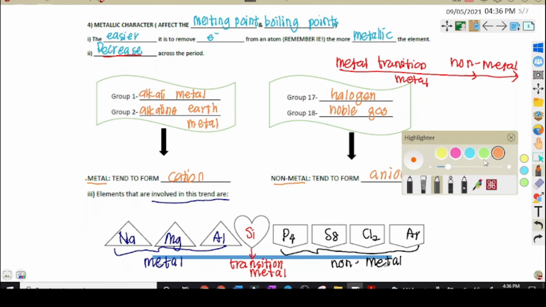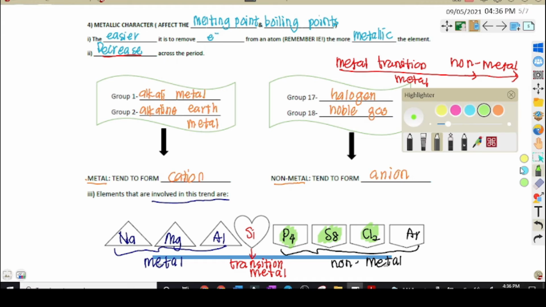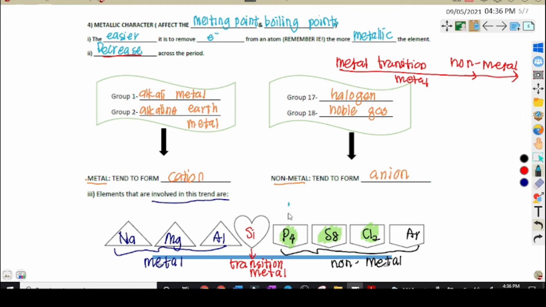Just highlight these three things: phosphorus, sulfur, chlorine. These three elements do not exist as P or S; phosphorus exists as P4, and sulfur exists as S8. And chlorine, you must write it down as Cl2, not Cl. So P4, S8 and Cl2, you must write according to their stable state.